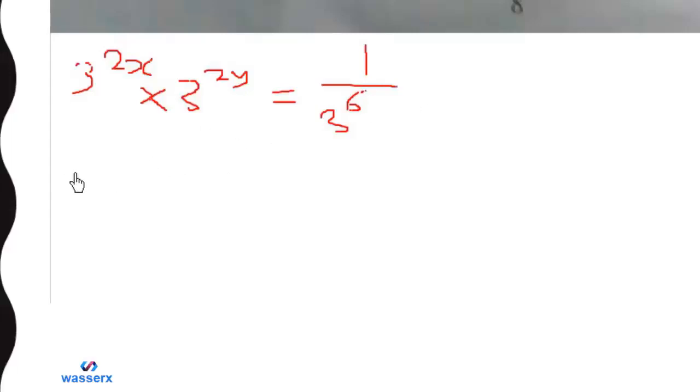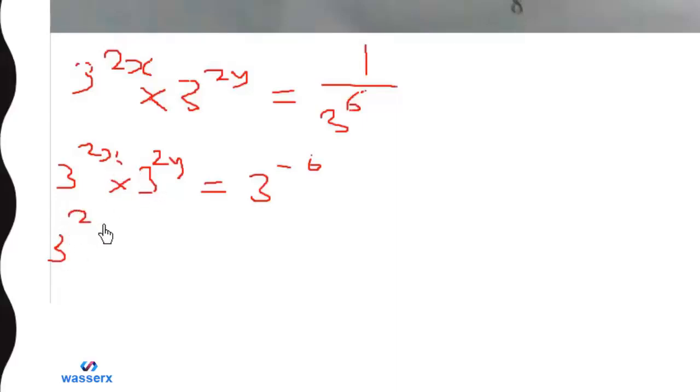So we apply the law of indices to get something like this. Now this will give us 3 to the power 2x times 3 to the power 2y is equal to 3 to the power negative 6. So we apply the law of indices at the right hand side also. The bases are the same, so we take one of the bases and add the exponents: 2x plus 2y is equal to 3 to the power negative 6.